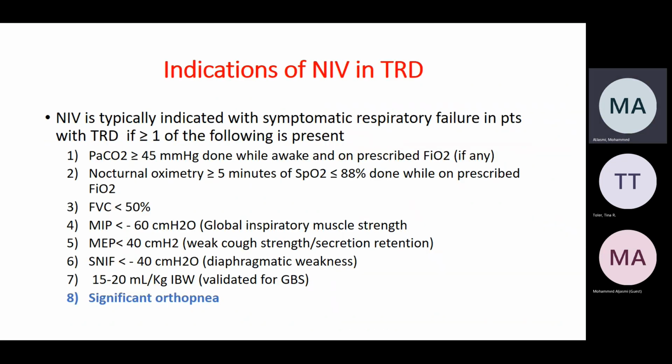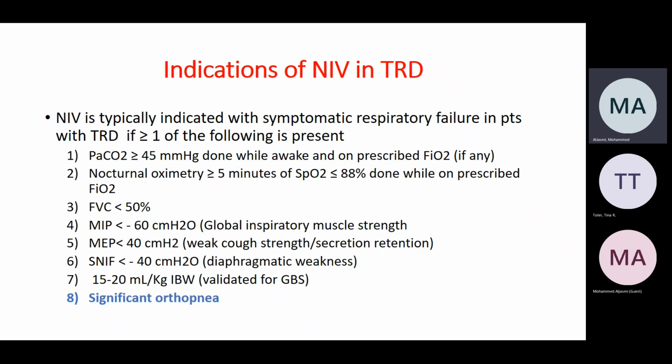So, by the way, FVC less than 50, nocturnal desaturation, daytime hypercapnia more than 45, MEP less than 40. And when you have MEP less than 40, that indicates weak cough strength. So your cough response is weak, so you'll most likely have trouble dealing with secretions. And MIP less than 60, so that means anything like minus 50, minus 40. So that indicates global inspiratory muscle strength. So that gives you a hint as well. And sniff also, I mean, it basically gives you the impression about your diaphragmatic weakness.